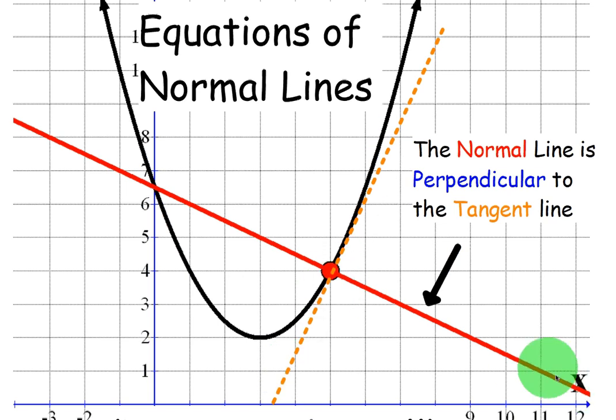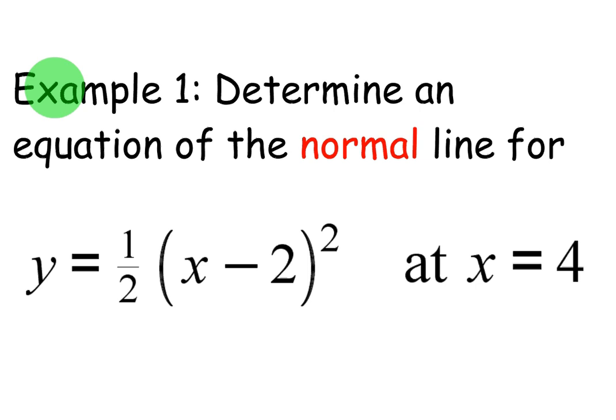The normal line is the red line. It also crosses through the red point, but it's perpendicular to the tangent line at that point. So we can't just slide the line up or down because then it wouldn't be perpendicular at that point. Basically the tangent line and the normal line come together at that red point, kind of like crosshairs. So we want to figure out how to find that equation at a particular x value for a function, which is what we're going to do here in example 1.